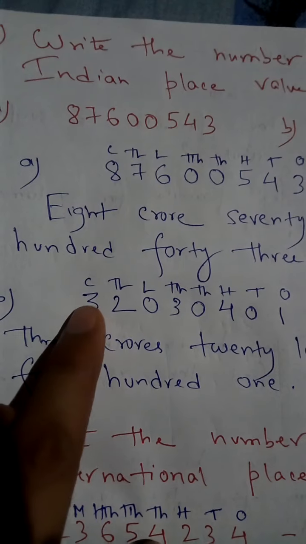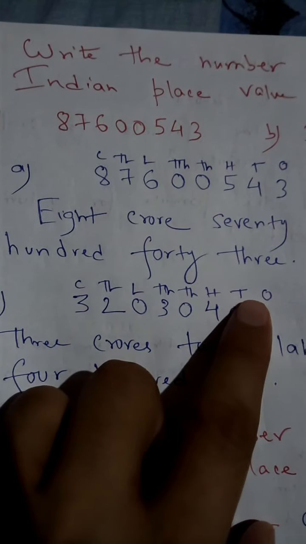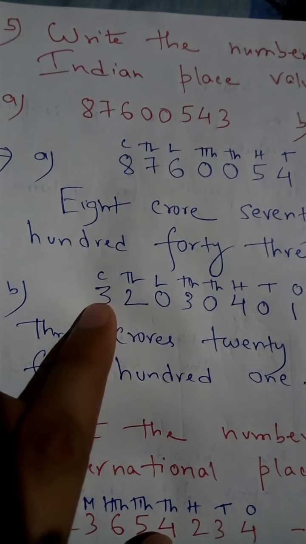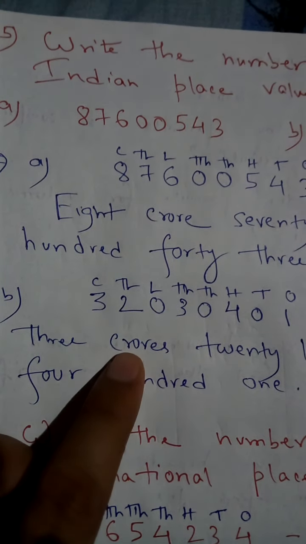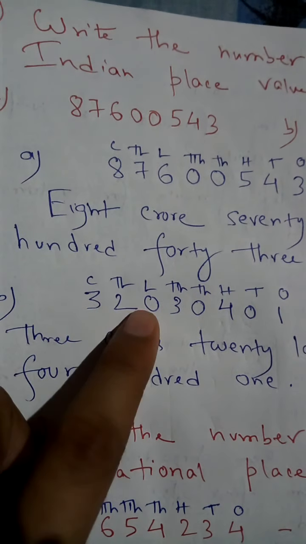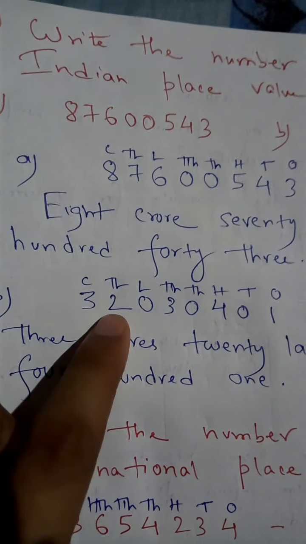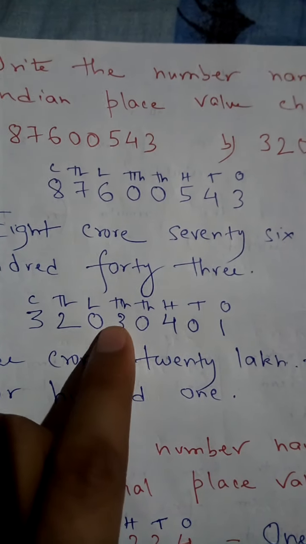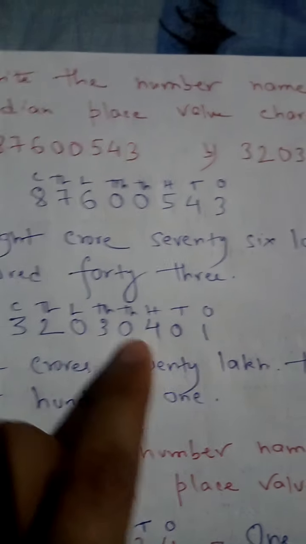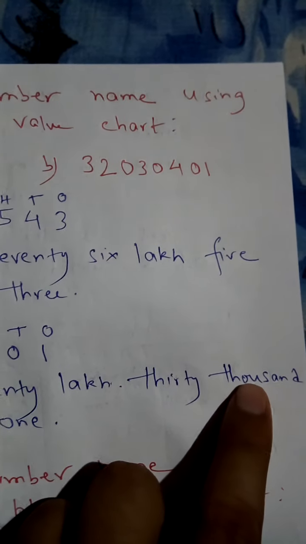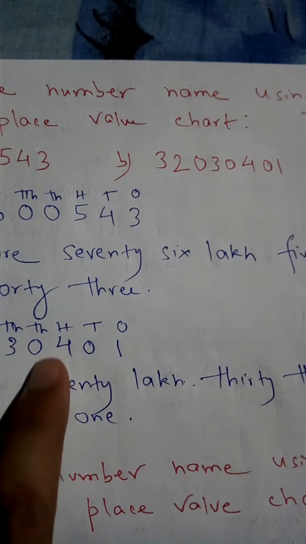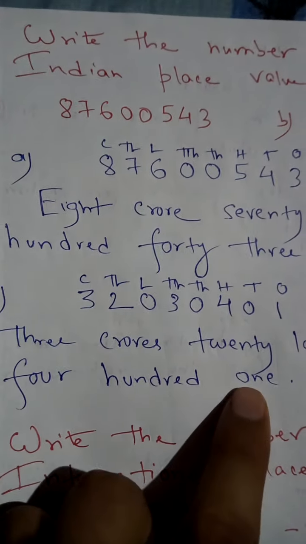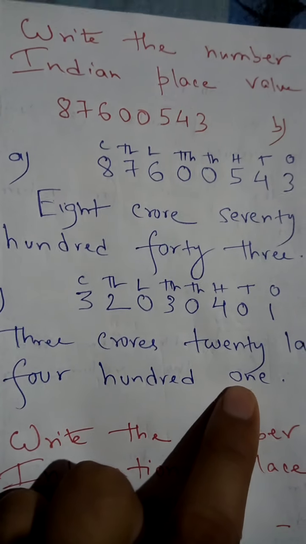The next question is this one. Again at the top I have written ones, tens, 100 up to crores. What is the answer? First is 3 crores. Then 20, this is 20 lakhs. Together you have to write 20 lakhs. Then this one is 30, 30,000. And the last one is 401. Okay, clear?